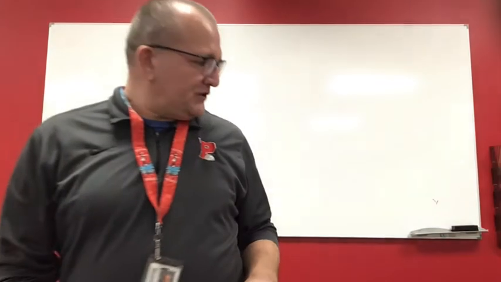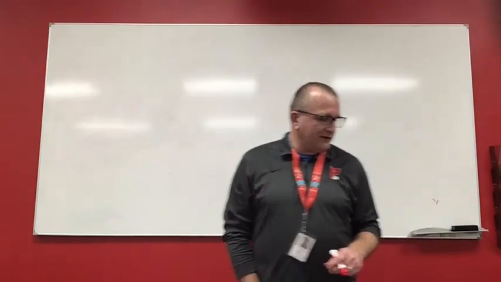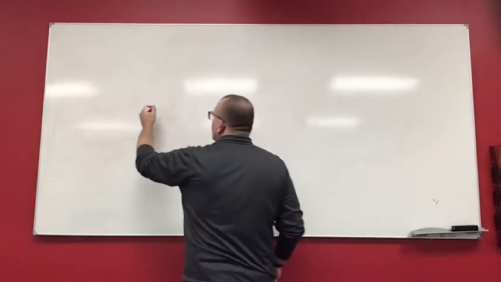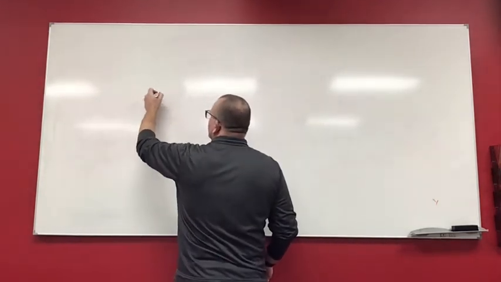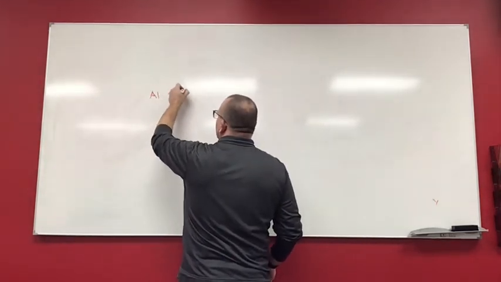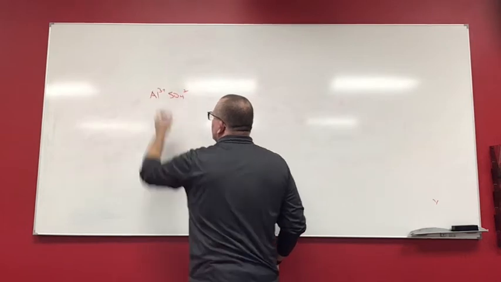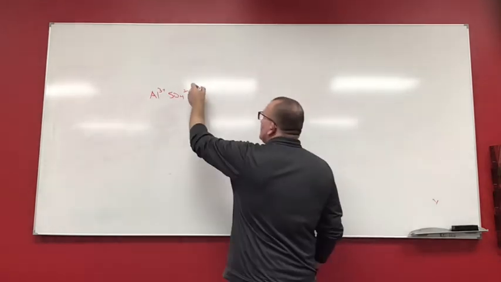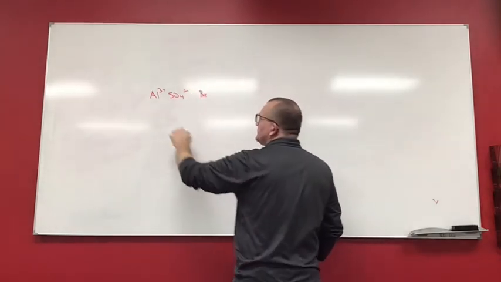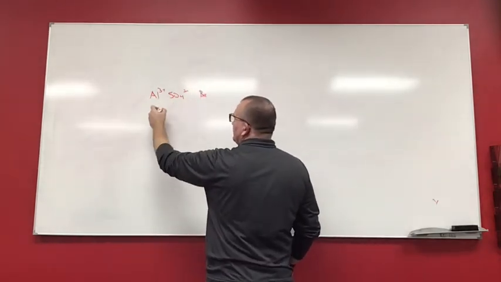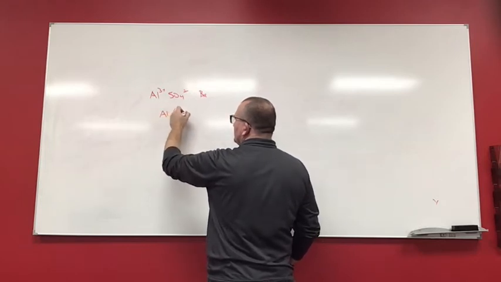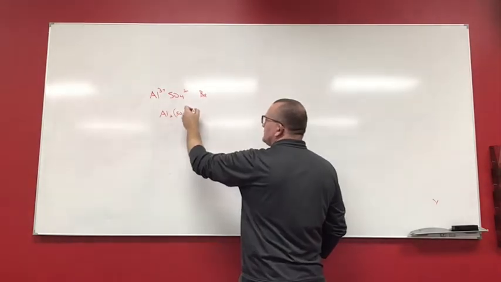Okay, so aluminum sulfate reacts with barium to produce barium sulfate and aluminum. So for aluminum sulfate, we have aluminum and sulfate. Those are my charges. And I have barium. Okay, so aluminum sulfate, 3 of these, 2 of these. I balance my charges out. 2 of those, 3 of those, plus barium.